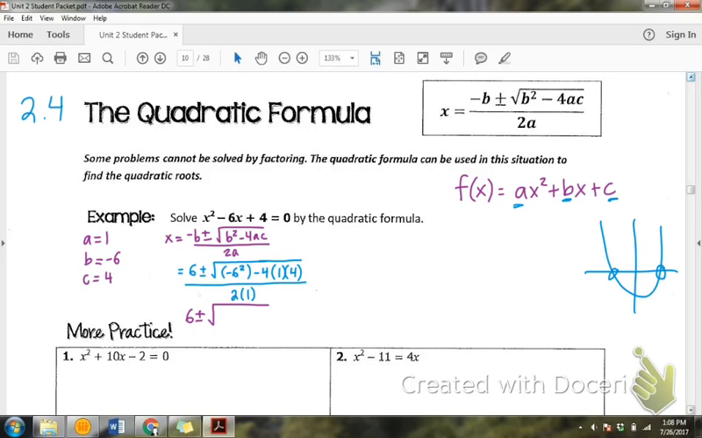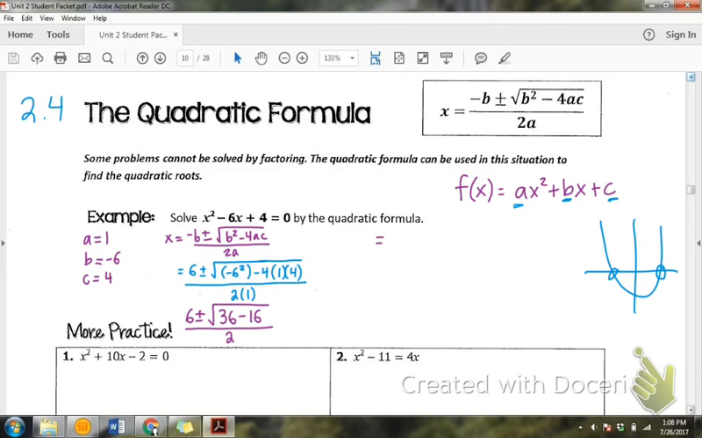What are we saying? 36. Minus, go ahead and put your minus sign down. 4 times 1 is 4, and then 4 times 4 is 16. I didn't use the negative sign, I just put my subtraction sign down. This whole thing divided by what's 2 times 1? 2. We okay so far? Okay.